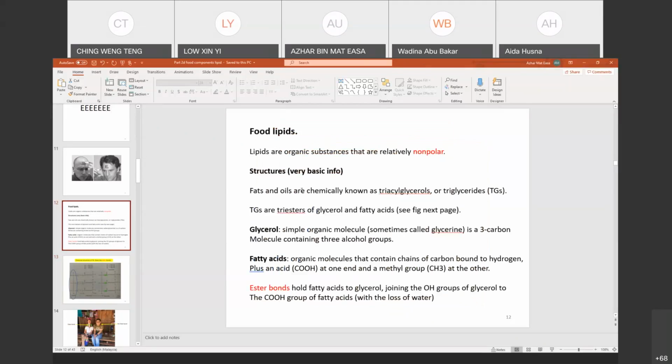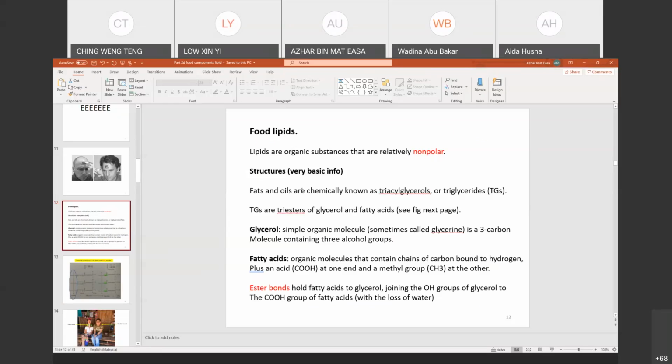So this is just basic notes. Don't worry. Lipids are basically non-polar, relatively non-polar, right? Well, mostly non-polar. Just giving you very basic info. Fats and oils are chemically known as triacylglycerols or triglycerides. Let's call them TGs. TGs are triesters of glycerol and fatty acids.